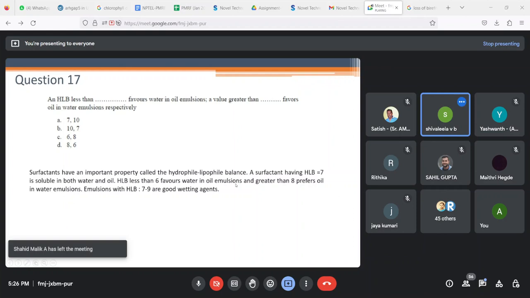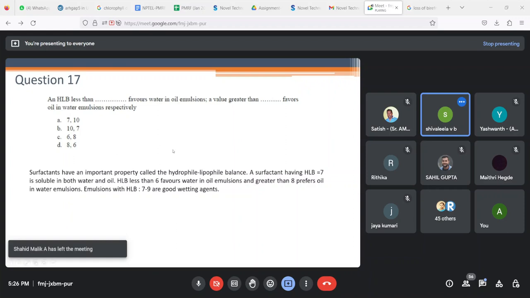So any examples of water in oil emulsion? Butter. Yeah, so butter is a very common water in oil emulsion. So if you're dealing with a surfactant with an HLB less than 6, it will prefer to remain in water in oil emulsions. Whereas greater than 8, now your hydrophile starts to dominate, which means it will prefer to be in water. So now it will be in oil in water emulsions.